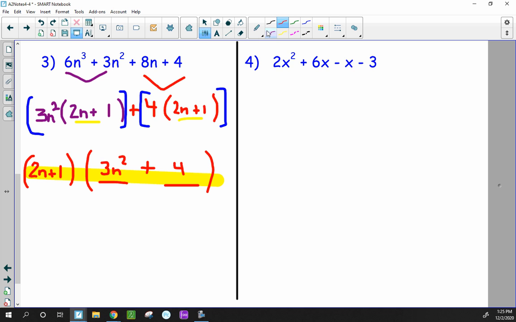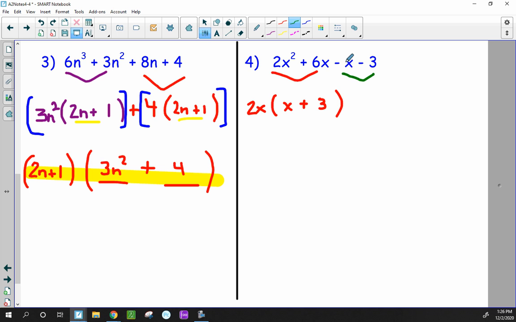Alright, we'll end today's notes with this last one. I've got a 2x to the second plus 6x minus x minus 3. Okay, I think I'm going to stick with the first two and the last two. First two, I notice 2 is in common, as well as x to the first. 2x times something is 2x squared. That's just going to be x. And 2x times something is 6x. That's going to be 3.